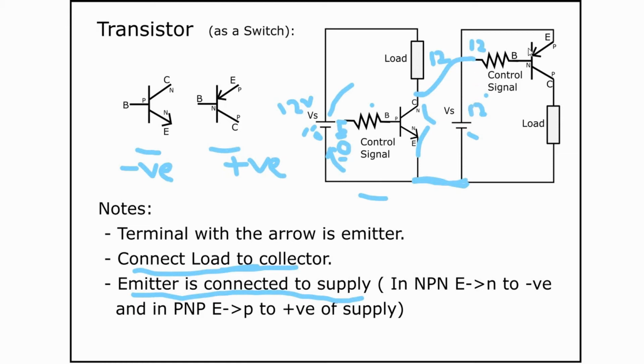So this emitter base junction is not forward biased because both of them are at 12 volts. Now let's see what happens when I give 5 volts here. When I give 5 volts here, this transistor will work as a closed switch. So this voltage will become 0 volt. There is 12 volts here. So when this transistor turns on, this 0 volt will come here. So the emitter base junction is forward biased.